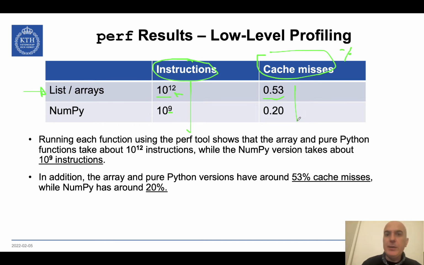So to summarize these slides, running each function using the perf tool, we see that the array and the pure Python function take about 10 to the 12 instructions, while the NumPy version takes about 10 to the 9. So NumPy takes way fewer instructions. In addition, the array and the pure Python version have 53% of cache misses against NumPy that has around 20%.